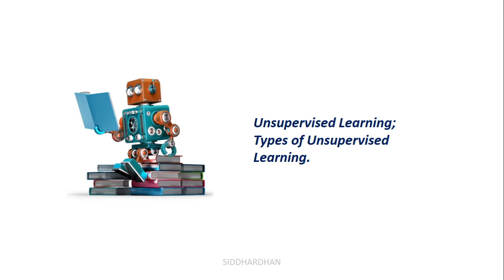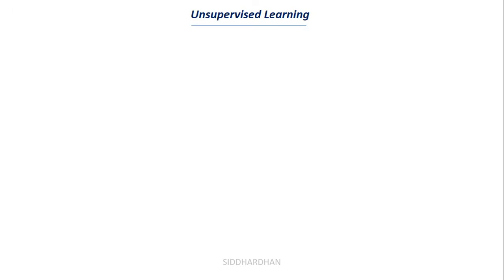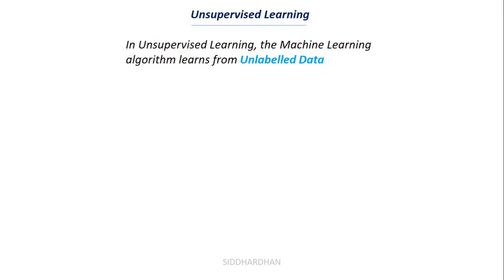Now let's discuss what is meant by unsupervised learning and what are the different types of unsupervised learning tasks. In unsupervised learning, the machine learning algorithms learn from unlabeled data. This is the difference between supervised and unsupervised learning: in supervised learning we use labeled data, so we tell our machine learning model that this data represents this item. We won't say those things in unsupervised learning. We will train our model with unlabeled data.